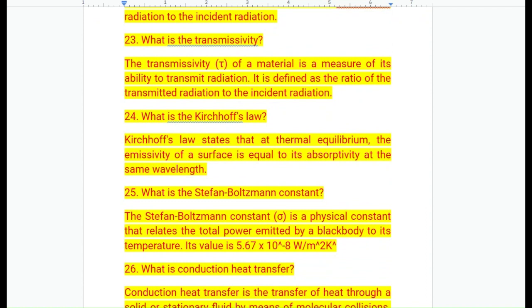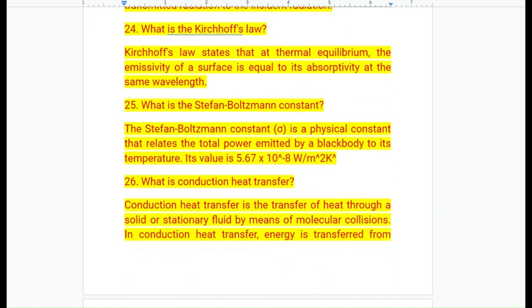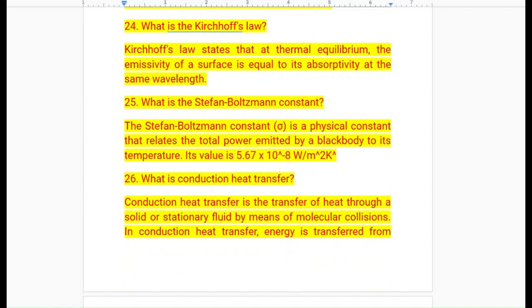23. What is the transmissivity? The transmissivity, tau, of a material is a measure of its ability to transmit radiation. It is defined as the ratio of the transmitted radiation to the incident radiation.